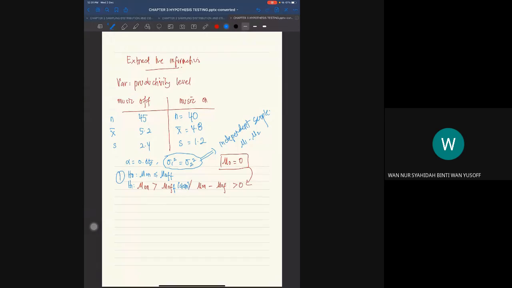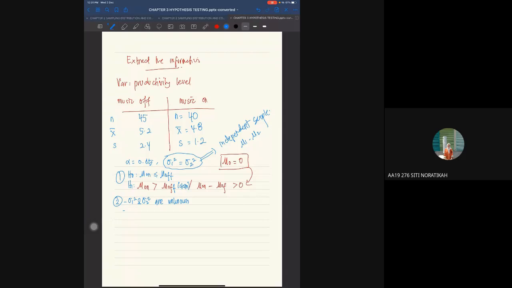Okay. So step 2 is to choose which formula we need to use. Do we have sigma in our question? No, so sigma is unknown. Sigma 1, sigma 2 are unknown. The second condition, equality of the population variance. Do we have equal or unequal?